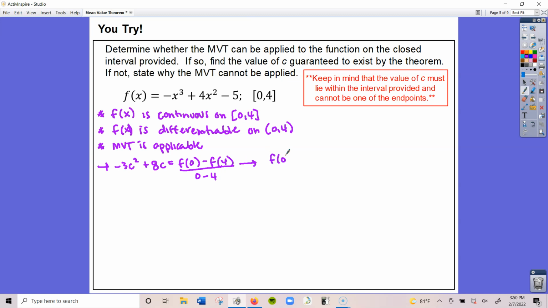So I need f of 0. If I plug in 0, I get negative 0 cubed, which is 0, plus 4 times 0 squared, which is 0, minus 5, so negative 5.